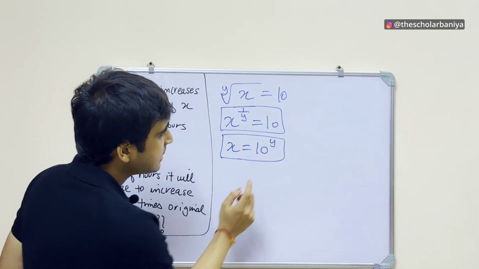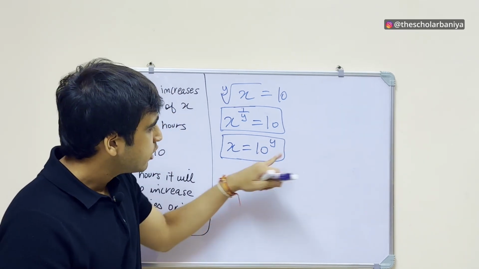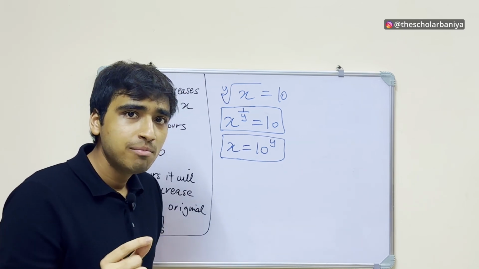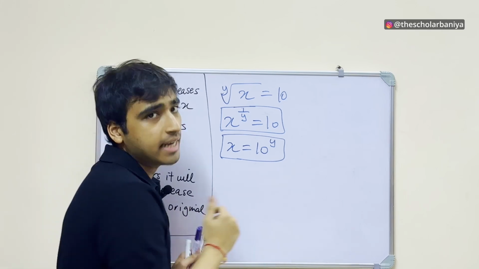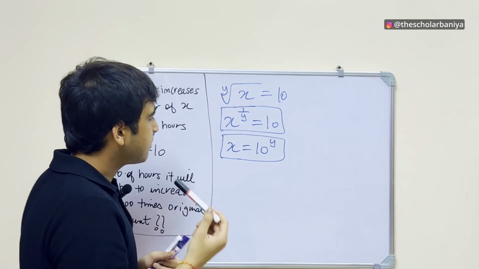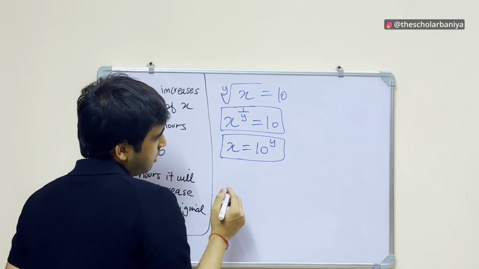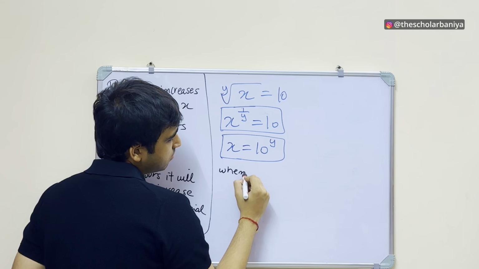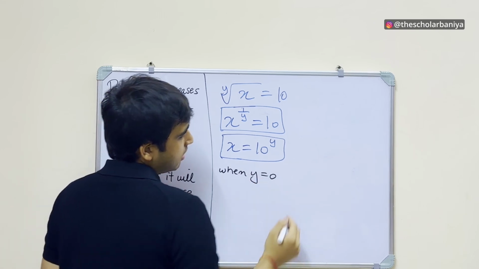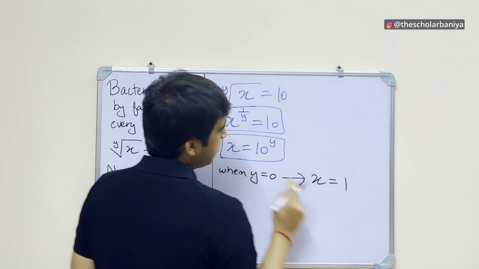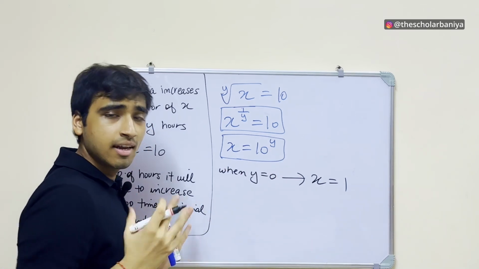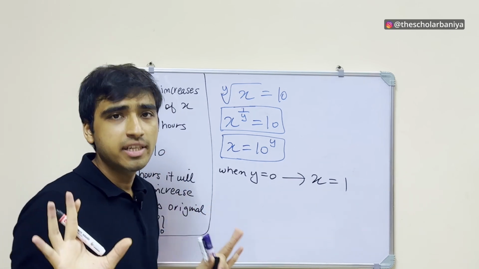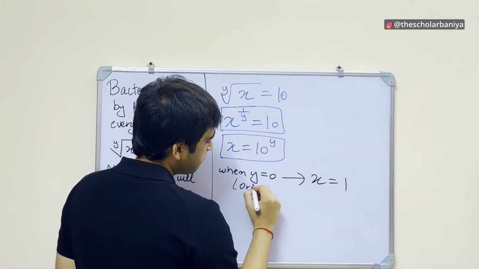This means that, for example, if you put y equal to 1, x will be 10, right? So y equal to 1 means after 1 hour, x will become 10, right? So let's suppose initially x is equal to 1. So when y is equal to 0, that means x is equal to 1, because 10 to the power 0 is 1. Any number raised to the power 0 will always be 1. So when y is equal to 0, it means originally, right? Originally.